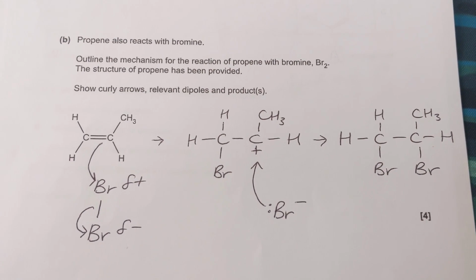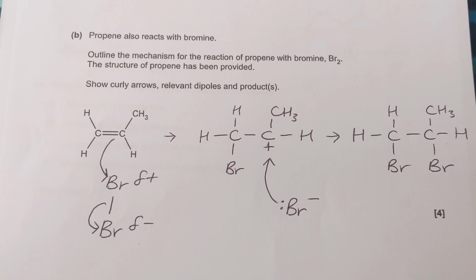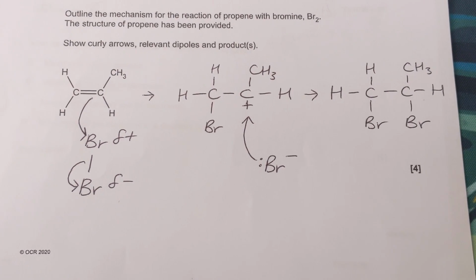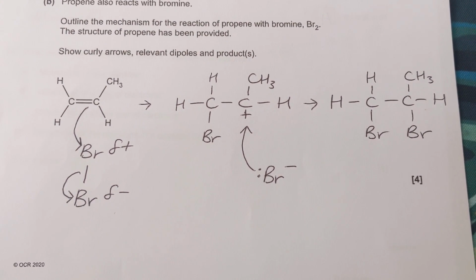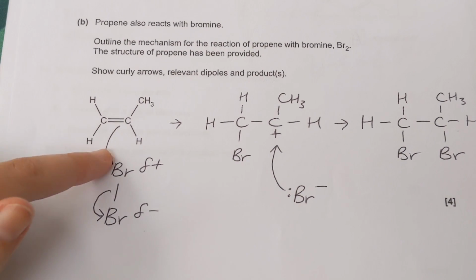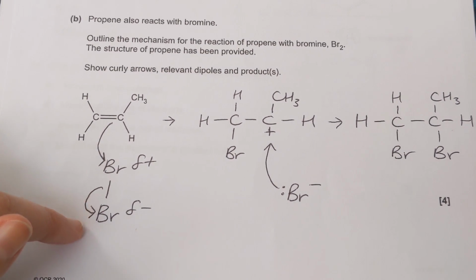Propene also reacts with bromine. Outline the mechanism for the reaction. Show curly arrows, relevant dipoles and products, and it's worth 4 marks. Firstly, this mechanism is electrophilic addition, and the bromine molecule is the electrophile.